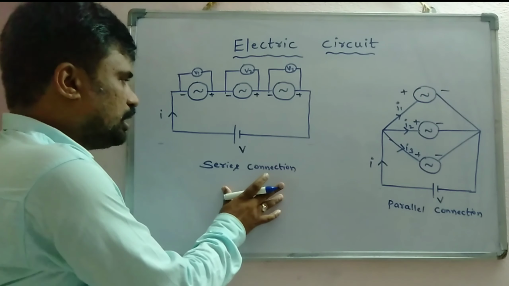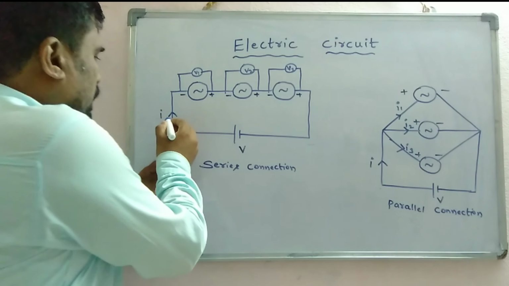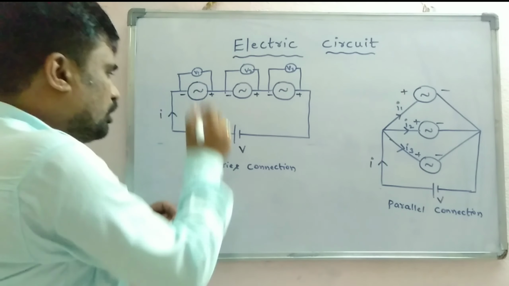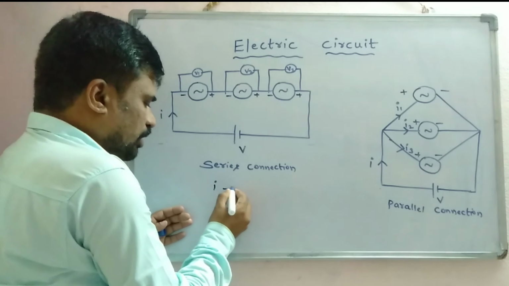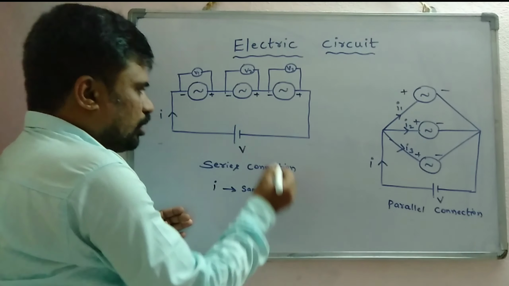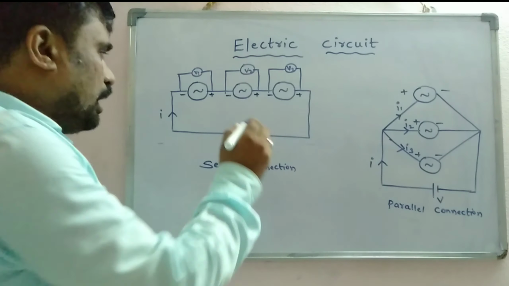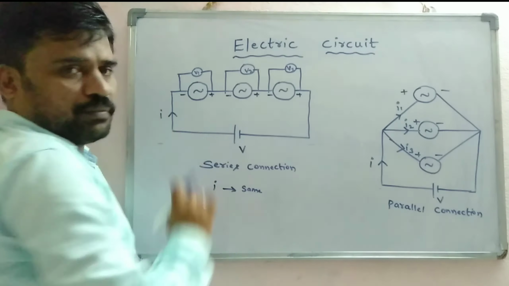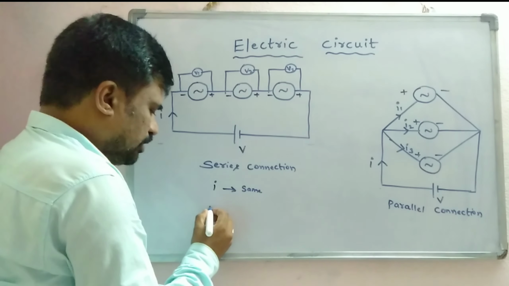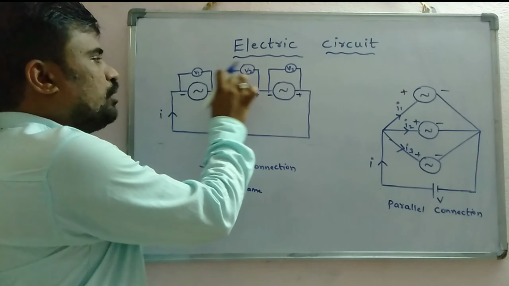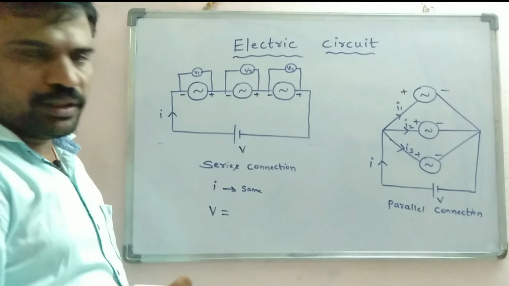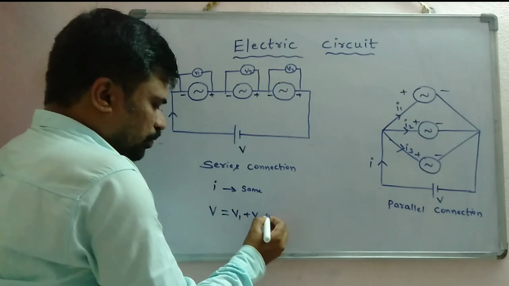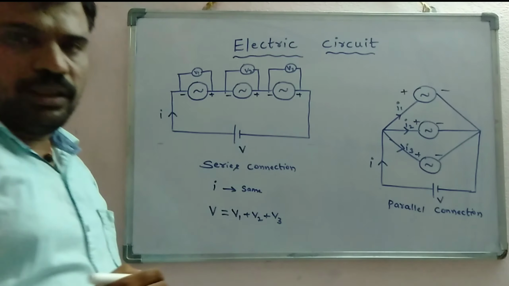So in series connection, observe carefully, the current will be same across all the three bulbs. So in series connection, current will be same across all the components. And what about potential difference? The potential difference will be different. And the total potential difference will be equal to sum of the individual potential differences. That is V equal to V1 plus V2 plus V3.